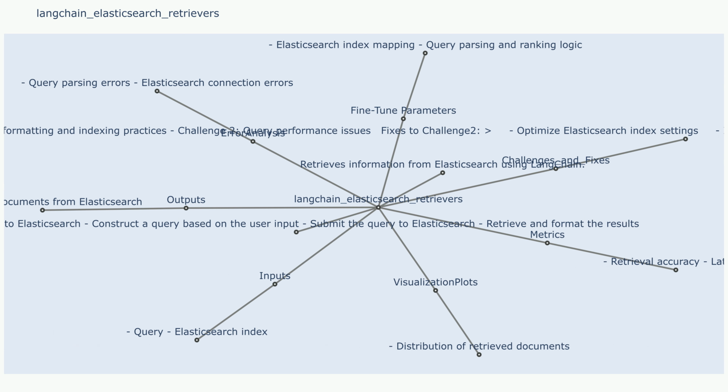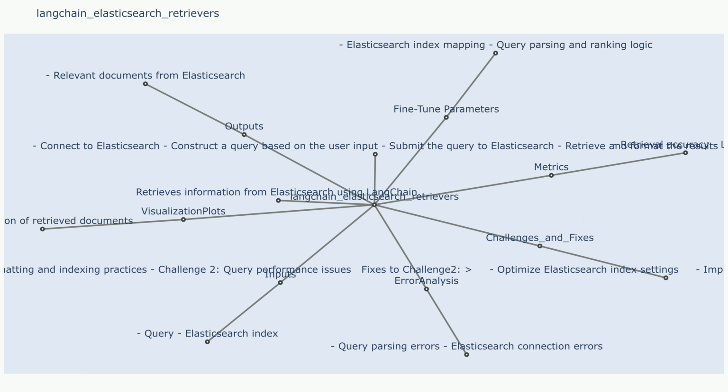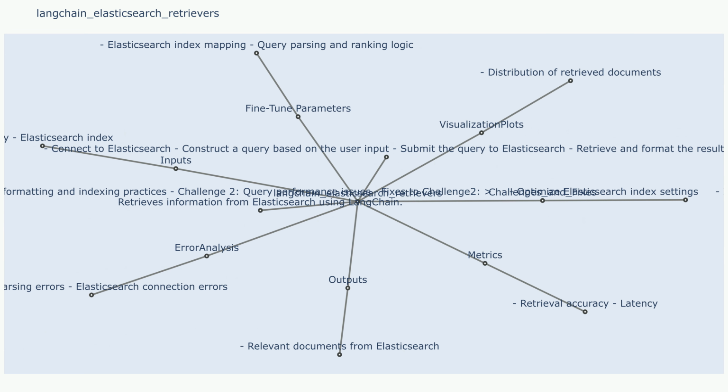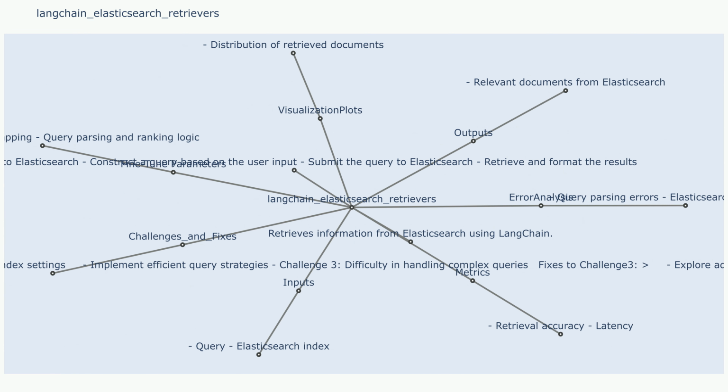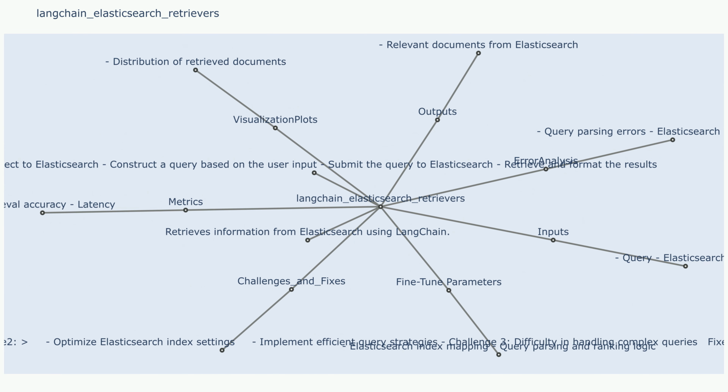Inputs. Query: the user's question or text prompt that triggers the search. Elasticsearch index: the specific Elasticsearch index where the relevant documents reside. Elasticsearch client: a connection object to communicate with the Elasticsearch instance. Outputs. Retrieved documents: a list of relevant documents fetched from the Elasticsearch index based on the query. Document embeddings: optional embeddings of the retrieved documents that capture their semantic meaning, allowing for further analysis and comparison.